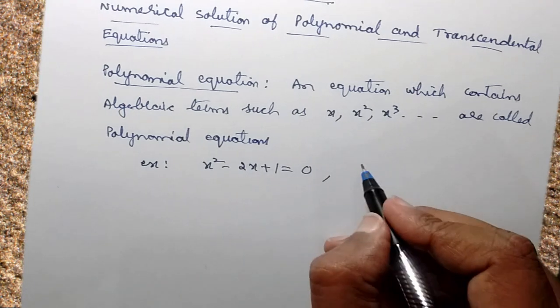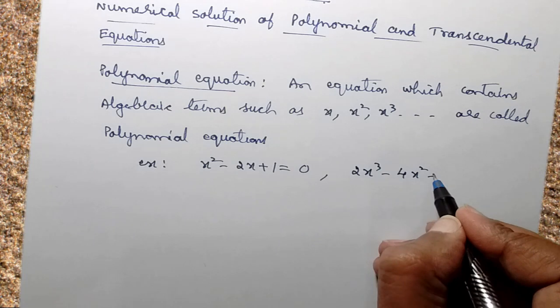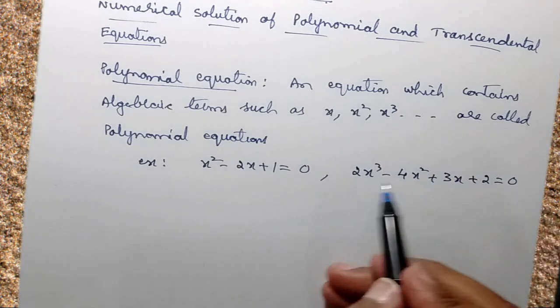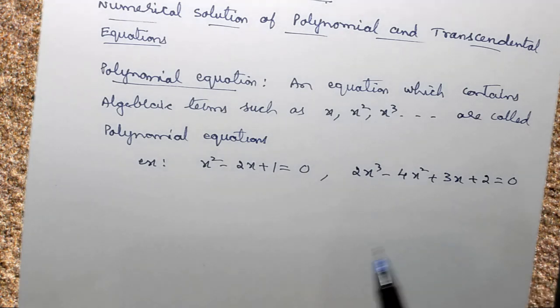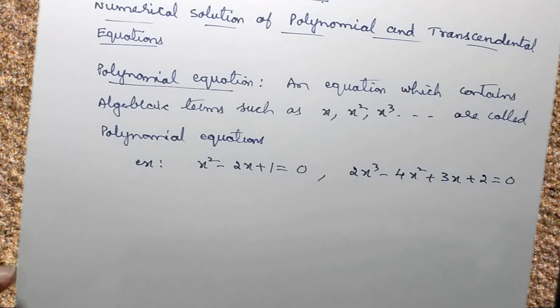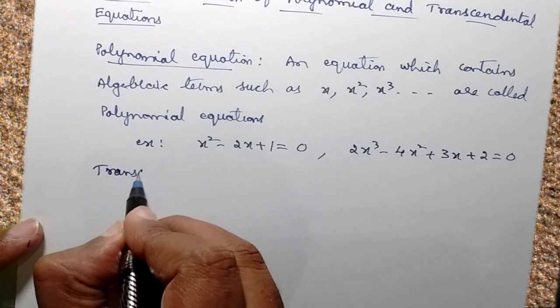Another example I can give: 2x cube minus 4x square plus 3x plus 2 equals 0. So this also contains algebraic expressions. Therefore, it is called a polynomial equation. Let us try to see what a transcendental equation is.